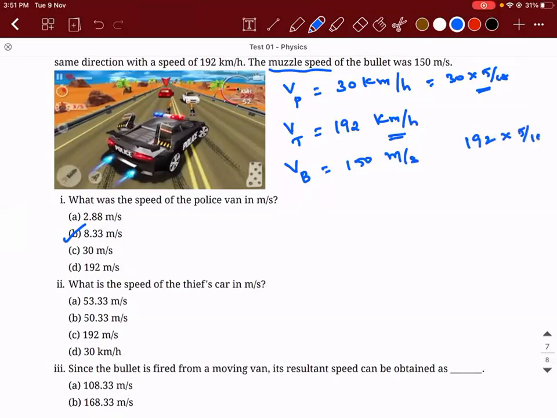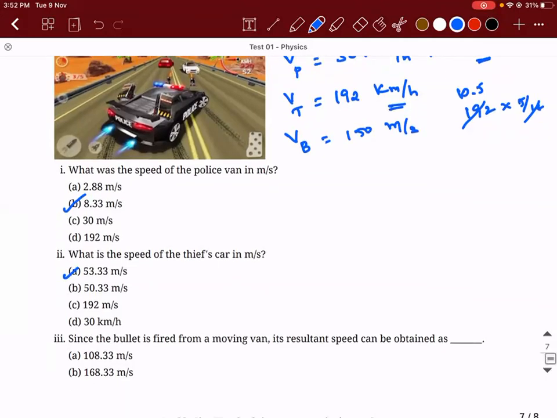192 into 5 divided by 18. Okay. So this should be 10 point something. 10 point slightly greater than 5. So 10 into 18 is 180, how much is remainder? 12. So half of 18 is 9. So it is greater than 9, so it is greater than 10.5. I'm assuming it to be 10.5 something. 10.5 into 5 is 53.33, because it is greater than 50 for sure. So 53.33 should be the answer.